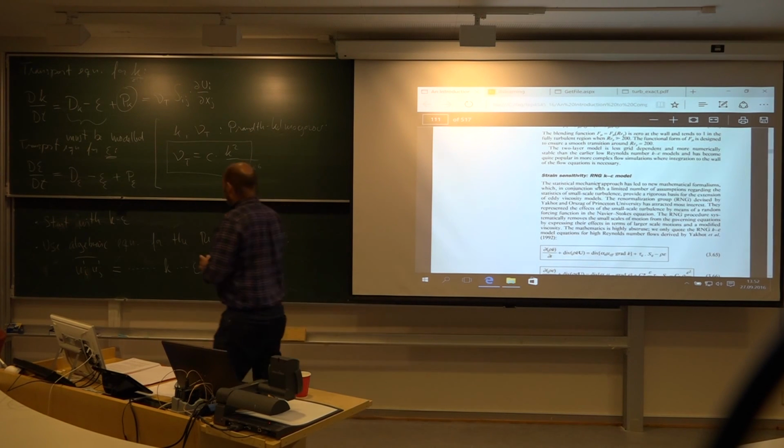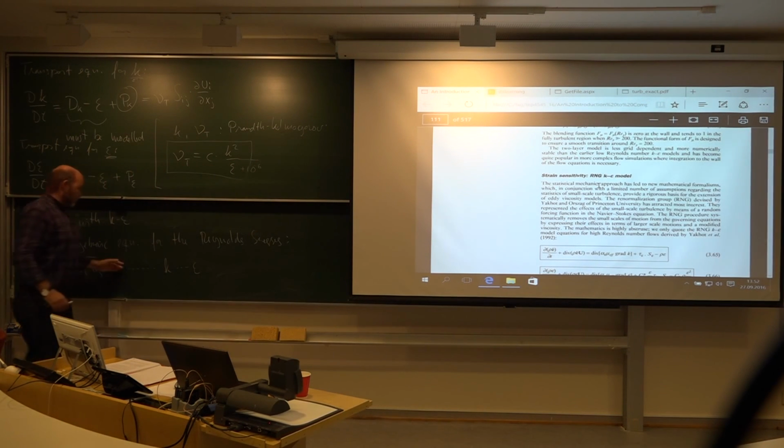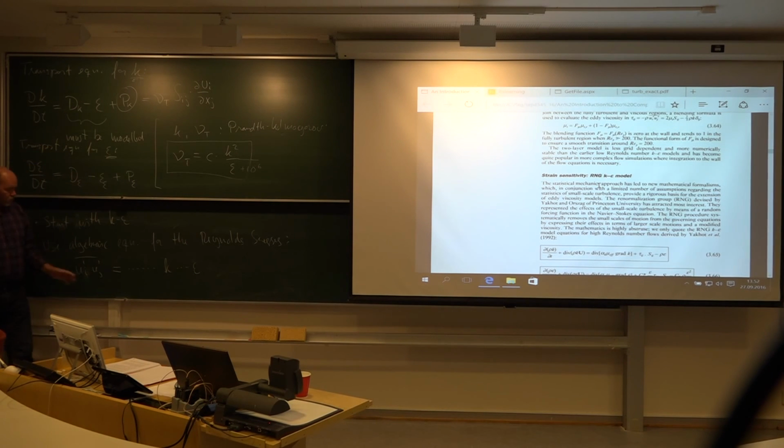Okay, never mind. The equations are just pure algebraic equations, no derivatives, no transport equation at all. Very simple actually, so it's a very cheap way. First find a solution to K epsilon, then you switch on the algebraic stress model. Just to see, will this influence my solution?